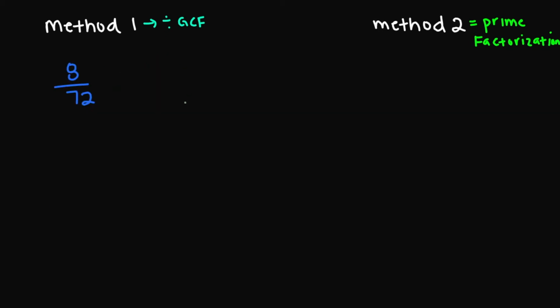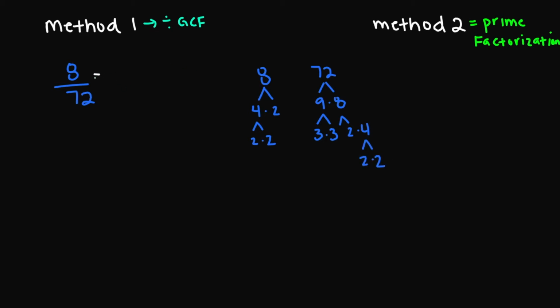So let's try the fraction 8 over 72. If I need to simplify this into its simplest form, let's do method 1. So 8, we have 4 times 2, and my 4 I can factor into 2 times 2. For my 72, I can factor into 9 times 8, and my 9 is 3 times 3. My 8 is 2 times 4. My 4 is 2 times 2.